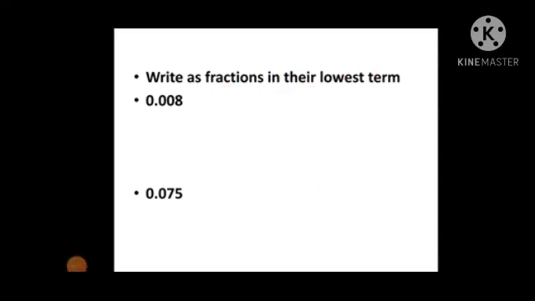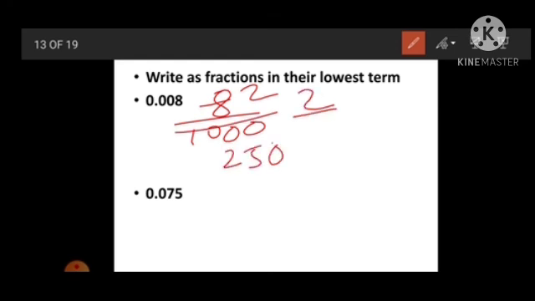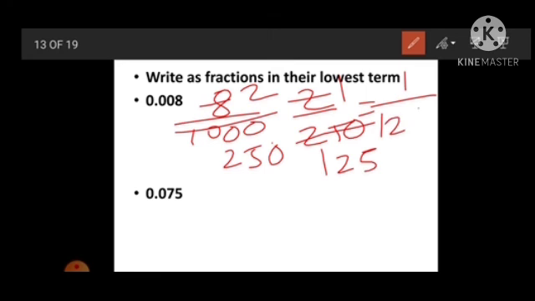See 0.008. So first we convert it to 8 by 1000. Then 4 2s are 8, 4 2s are 8, 4 5s are 20 and 0. 2 by 250, again divided by 2: 2 1s are 2, 2 1s are 2, 2 2s are 4 and 2 5s are 10. So 1 by 125.